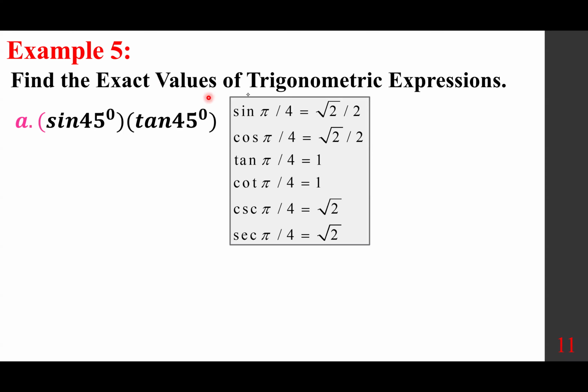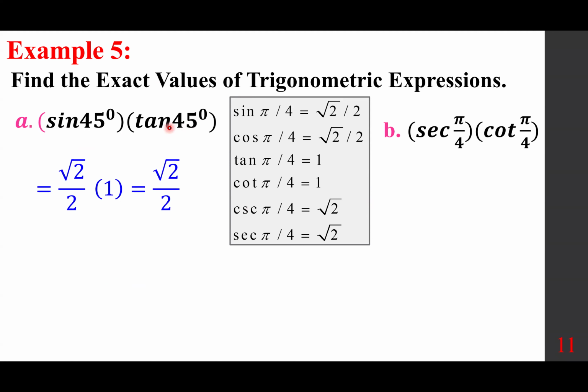Now, let's find the exact values of the trigonometric expression sine times tan. Sine of 45 degrees times tan of 45 degrees. And we should know this, right? Sine, square root of 2 over 2. Tangent, 1. Their product must be square root of 2 over 2.